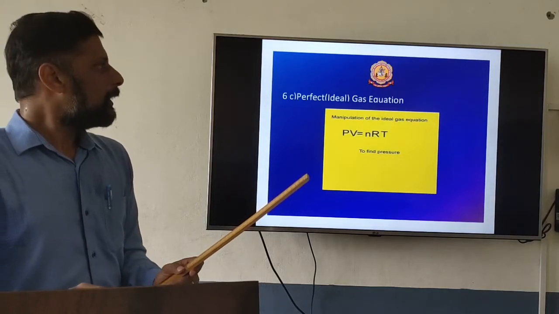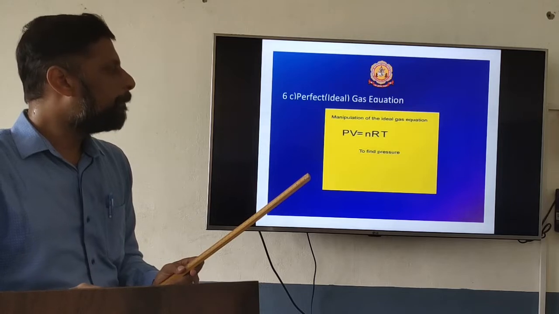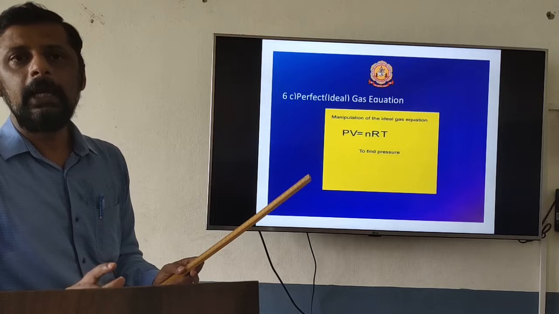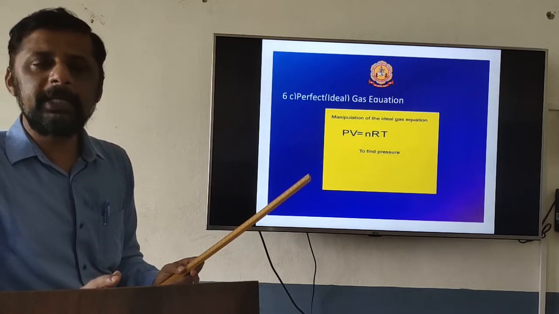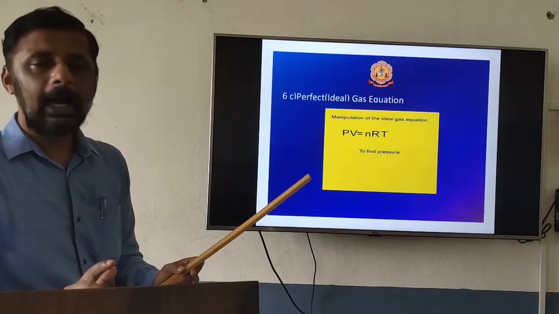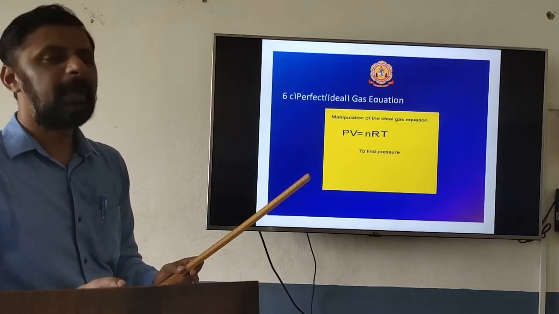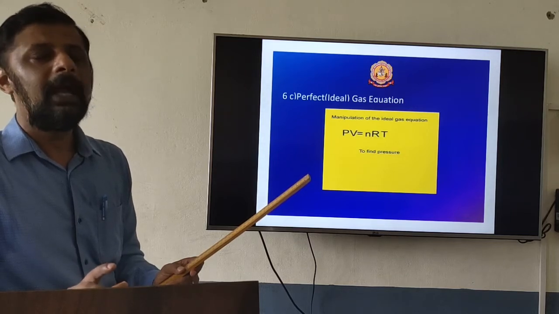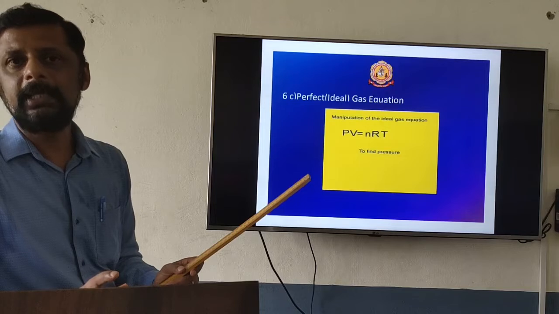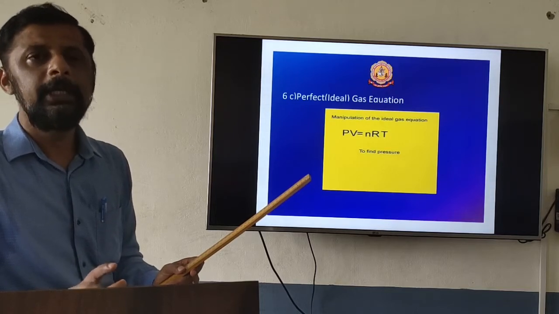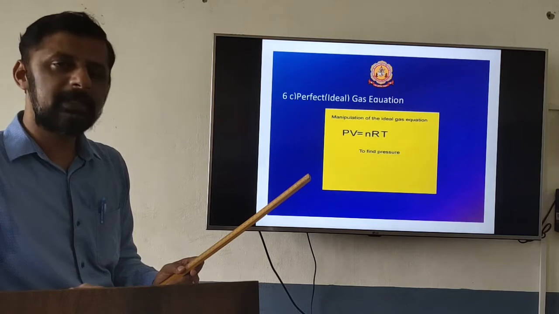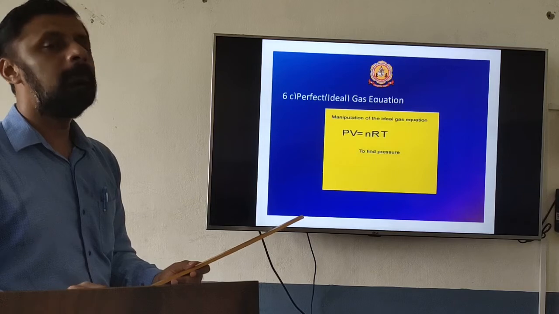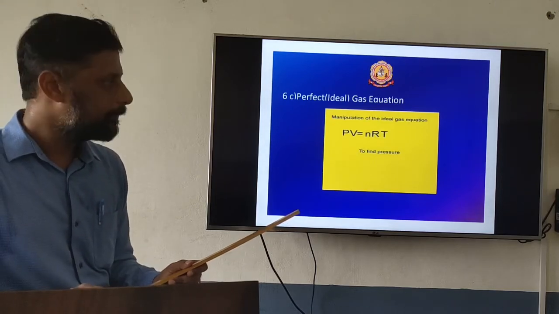The ideal gas equation, or perfect gas equation, is given by PV is equal to nRT. What is this ideal gas equation? The relation connecting pressure, volume and temperature of a given ideal gas is called the ideal gas equation. It is given by PV is equal to nRT, where P is the pressure, V is the volume, T is the temperature, R is a constant called the universal gas constant, and n represents the number of moles. So this is the relation connecting pressure, volume and temperature of an ideal gas.